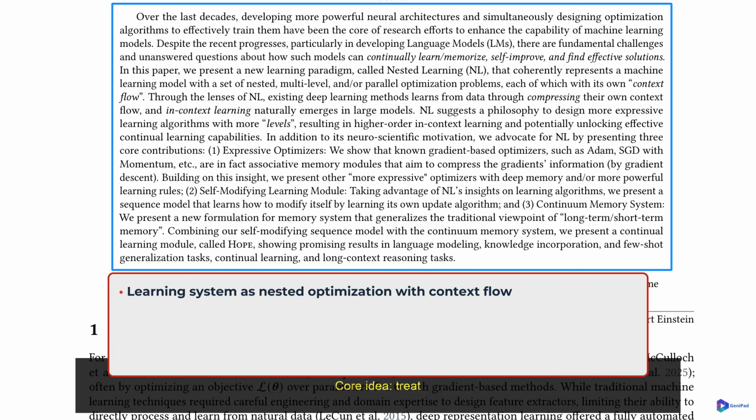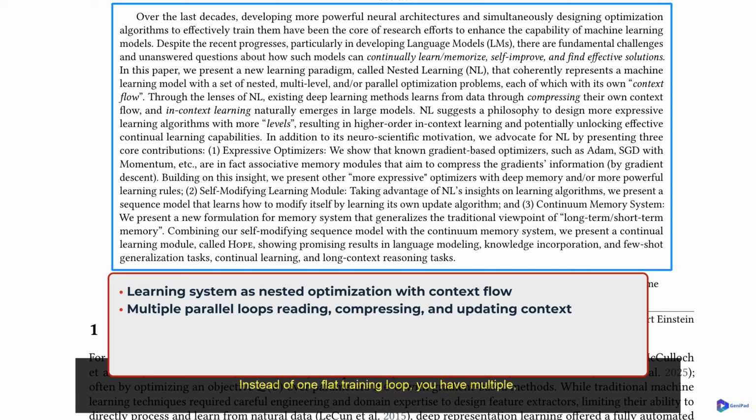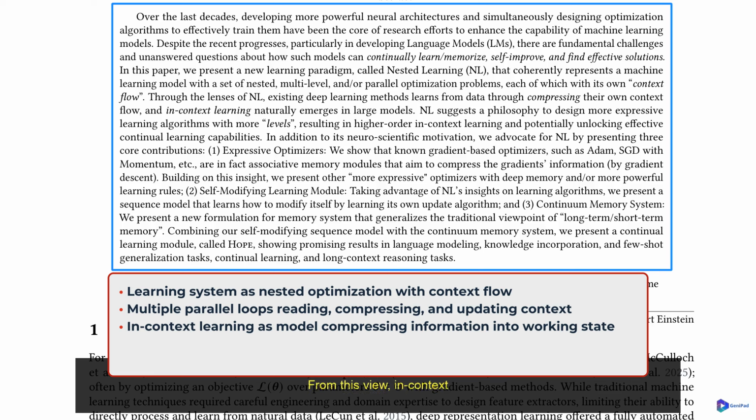Core idea: treat a learning system as nested optimization problems with their own context flowing between levels. Instead of one flat training loop, you have multiple, possibly parallel loops that read, compress, and update context. From this view, in-context learning isn't mysterious. It's the model compressing recent information into working state and reusing it like a clever scratch pad.